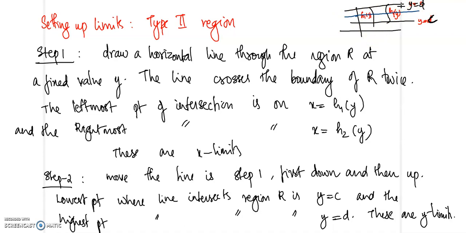The horizontal line will intersect the region at 2 points. The leftmost point will be on the curve x equal to h1 of y, and the rightmost point will be on the curve x equal to h2 of y. So that will give the x limits. So x will vary from h1 of y to h2 of y. Now move the horizontal line we took downwards, then move it upwards.